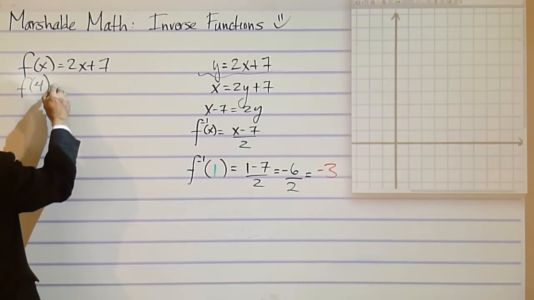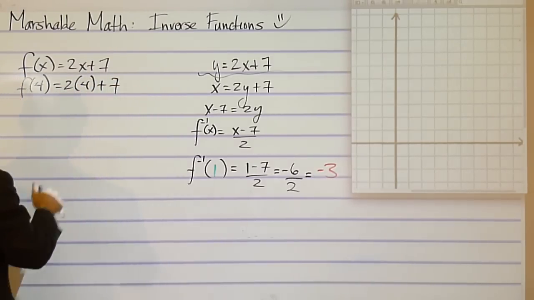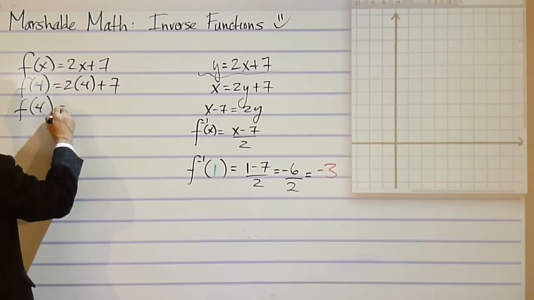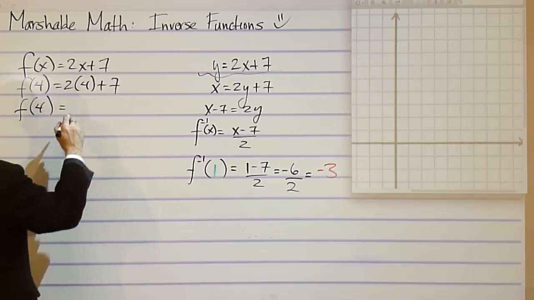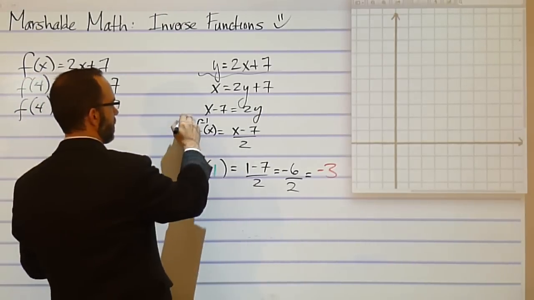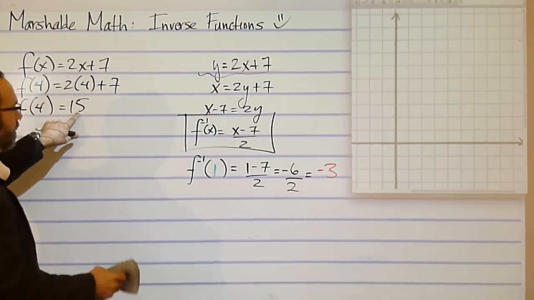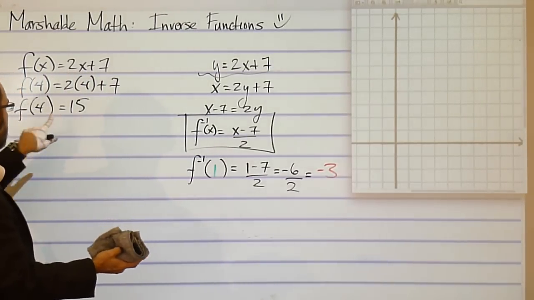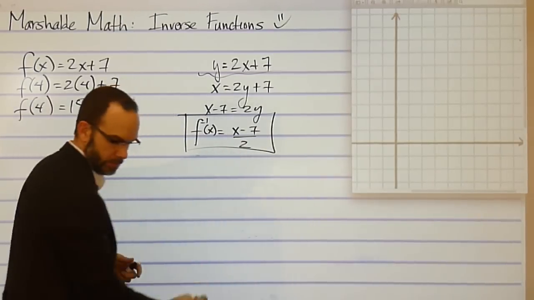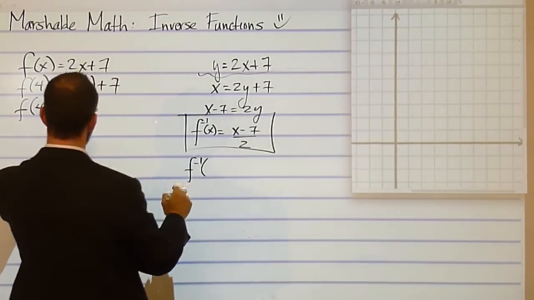F of 4. So that's equal to 2 times 4 plus 7. Let's see if I can do basic math. 2 times 4 is 8 plus 7. Isn't f of 4 then equal to 15? 8 plus 7? 15? If this is my inverse function now, which is this one right here, I have to take 15, run the process as an input, and then it gives me back 4. Let's try it. What is f inverse of the output here?